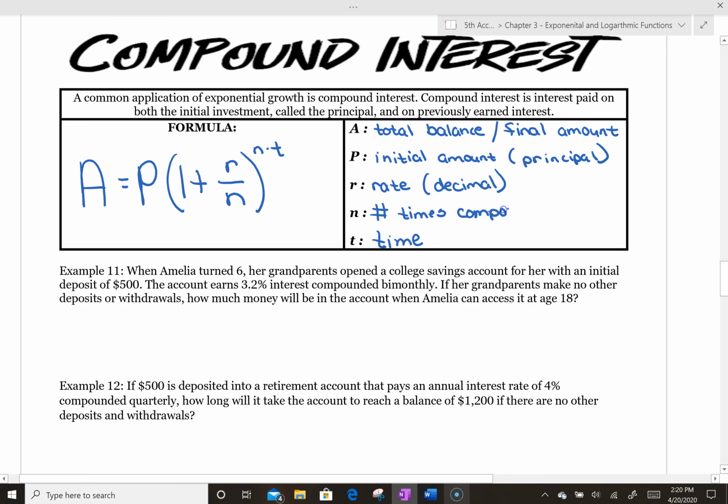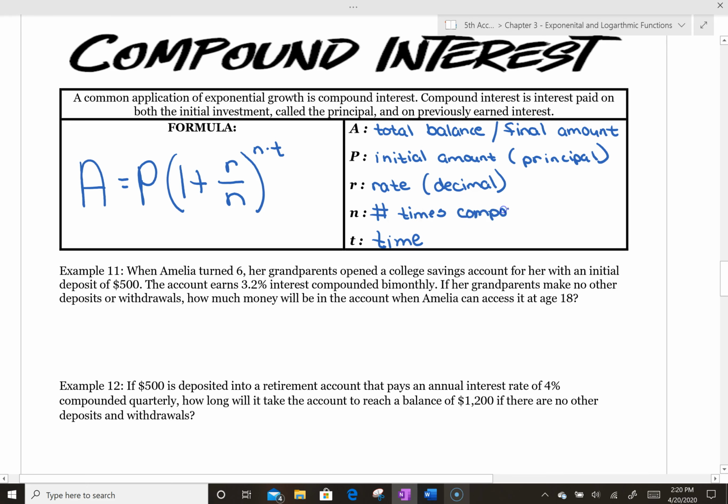Compounded twice monthly. So this is where you have to think about it. What if I'm compounding something twice monthly, how many times would that be a month? Well, hopefully you said twice a month. Well, if it's twice a month, how many times is that per year? So hopefully you said 24. So I put a 24 there and a 24 there.